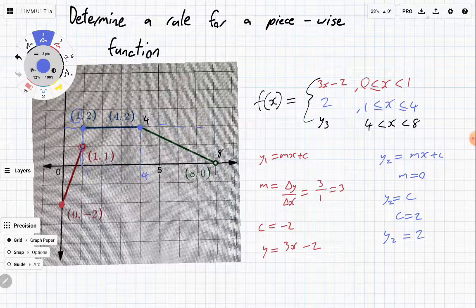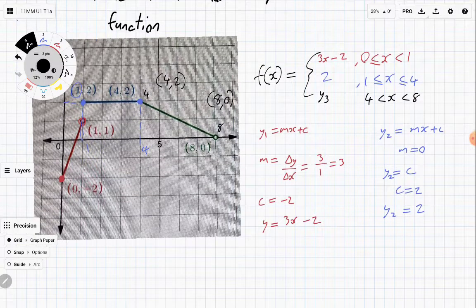Now, y3 is the only interesting one of these lines here. We've got the 2 points that it's going through. It's (4, 2) and (8, 0). Notice that's the x-intercept, not the y-intercept, so it's not going to help us find the equation. So let's have a look and see if we can find y3. Well, it's going to be an mx plus c because it's a standard line.